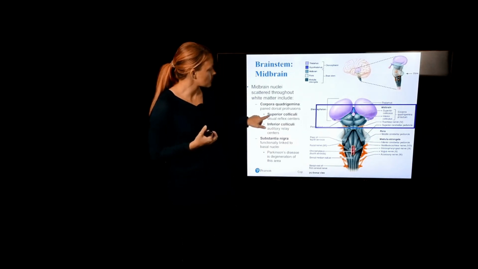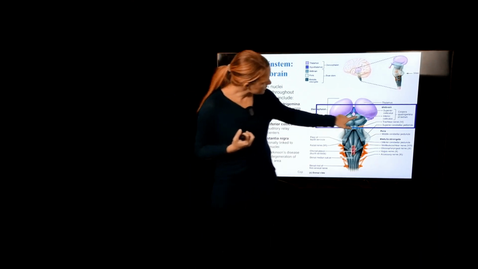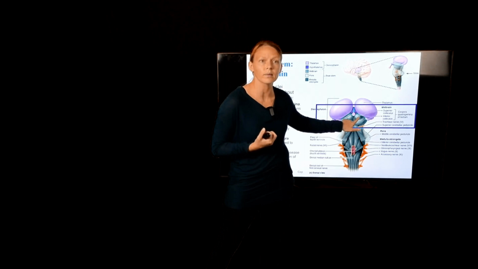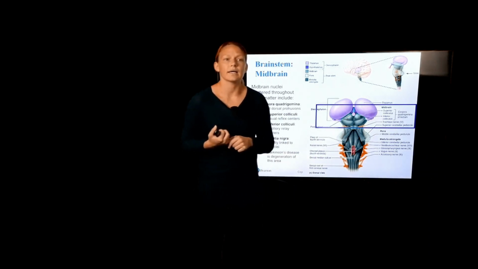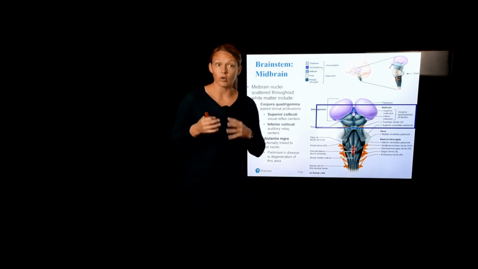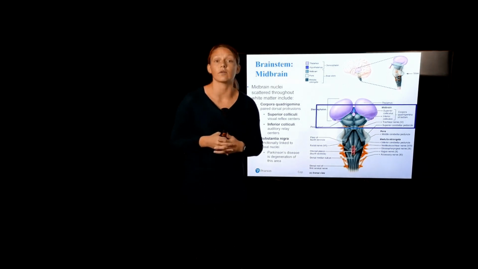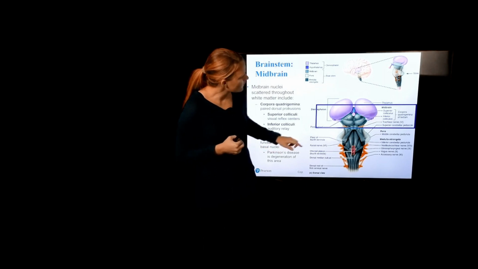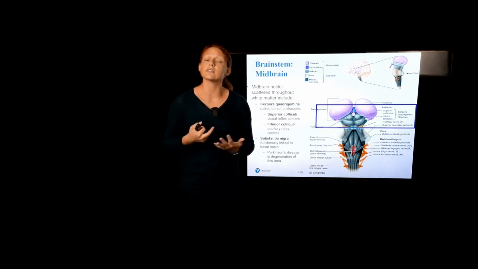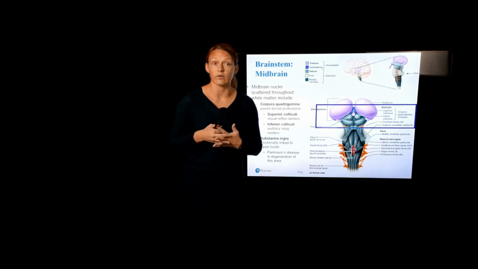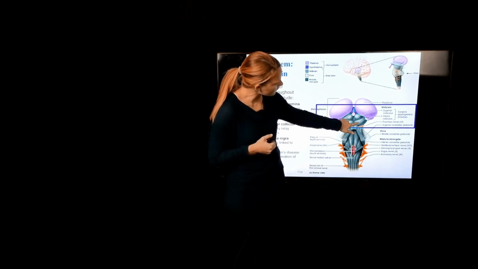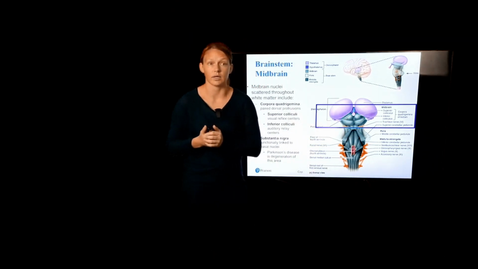It also has the superior colliculi. So you can see that right here, the superior colliculus, this little kind of bulb. And the superior colliculi is the visual reflex center because it's involved in sight. Then we also have the inferior colliculi right underneath it, and this is involved in auditory relay. So the superior colliculus, of course, is on top of the inferior colliculus, right? It's above it.